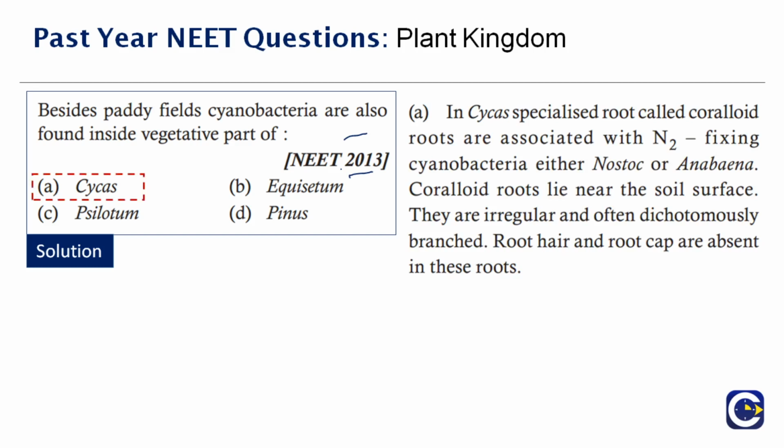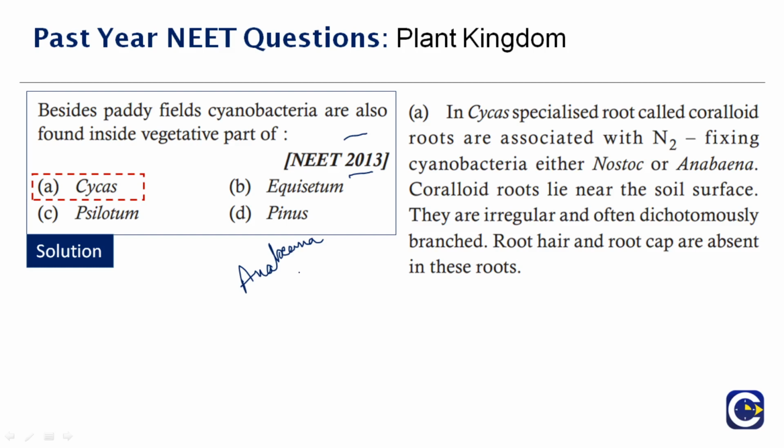Cycas has a specialized root, as you already saw in the earlier slides. It has Anabaena and other cyanobacteria like Nostoc. These are some of the bacteria that live in association with it, which help in the plant's survival. In Cycas, specialized roots called coronoid roots are associated with nitrogen fixing cyanobacteria. They've given you examples here: Nostoc and Anabaena.